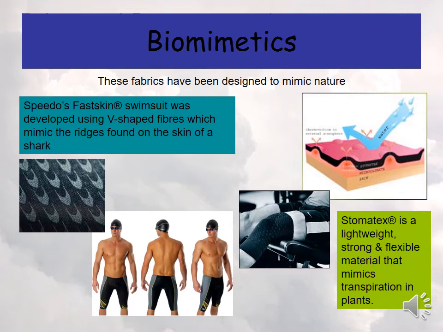This is biomimetics. These fabrics have been designed to mimic nature. So this is looking at nature, what works in nature, and seeing if they can apply that to fabrics. Speedo Fast Skin is a swimsuit fabric using the sort of V-shaped fibres that kind of copy the scales of a shark, that helps a shark swim faster. So you've got some actual swimming trunks there. You can get swimming costumes, and they're made using this technology of V-shaped fibres to make people sort of swim and glide faster.